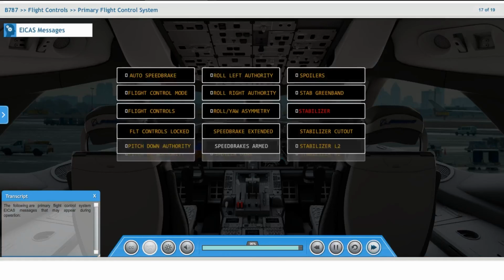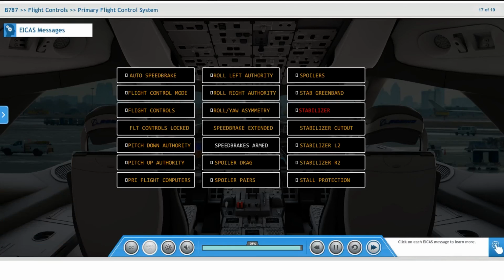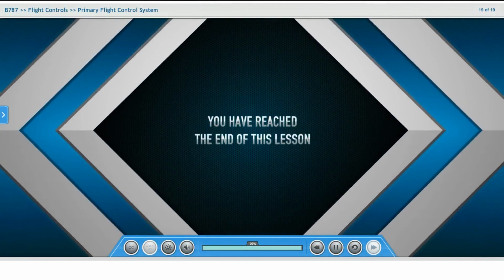The following are primary flight control system ICAS messages that may appear during operation. Click on each ICAS message to learn more. You have reached the end of this lesson.